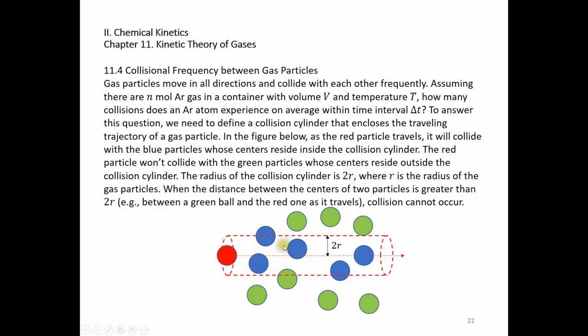How about here? It's closer, but still, if you mathematically compute the distance between the center of this red sphere, somewhere here, and the green sphere, somewhere here, you can see the distance between these two centers is greater than 2r. That means this green sphere is too far away from the trajectory. So mathematically, if a particle has its center inside this collision cylinder, a collision may happen. If the center of a particle is outside the cylinder, no collision.